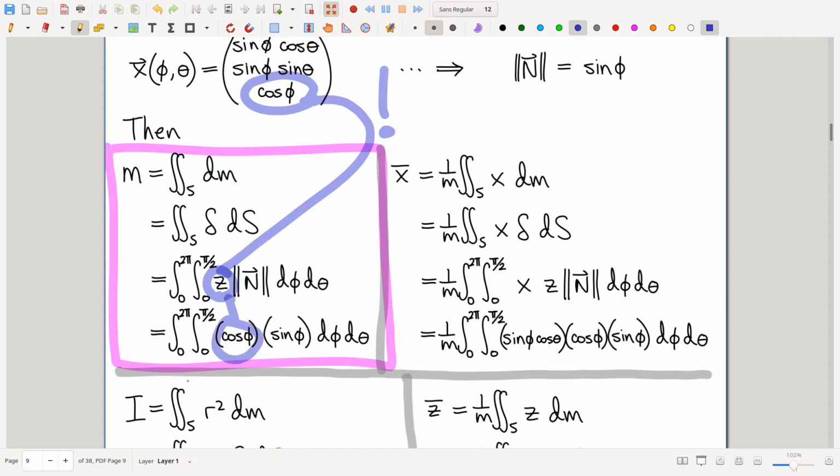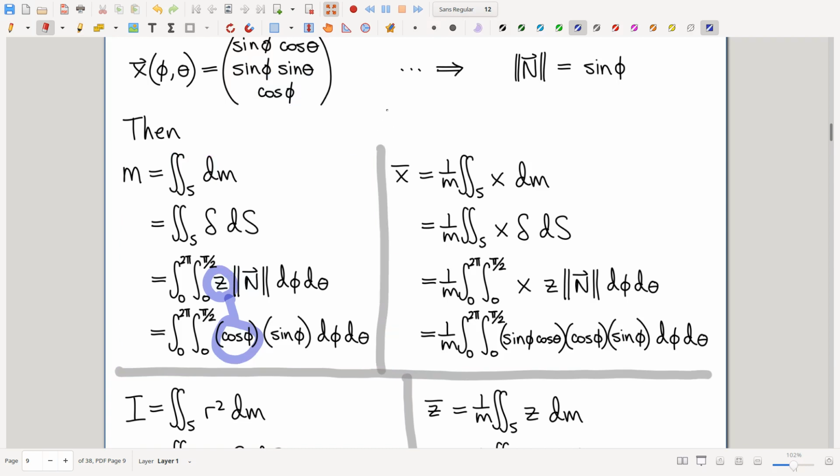So cosine phi. Everybody good? And yeah, at this point, it is absolutely purely plug and chug, and it's not even all that hard of a plug and chug integral. And you crank that out, and that computes the mass.